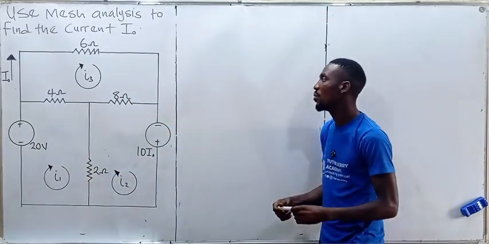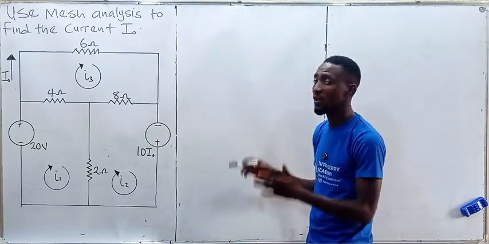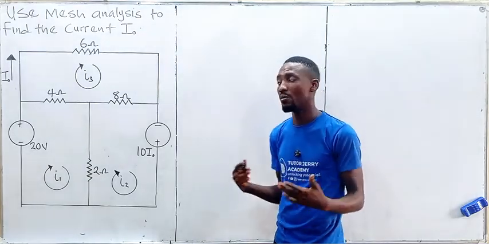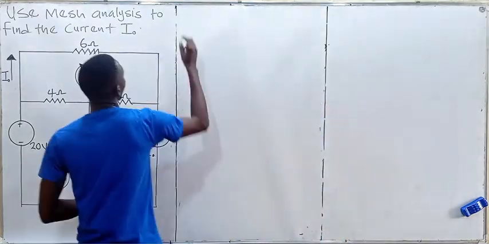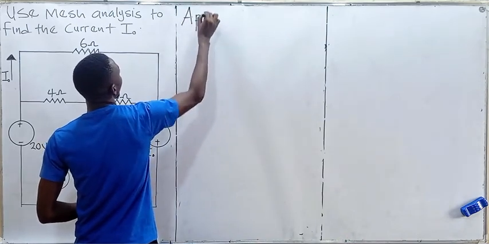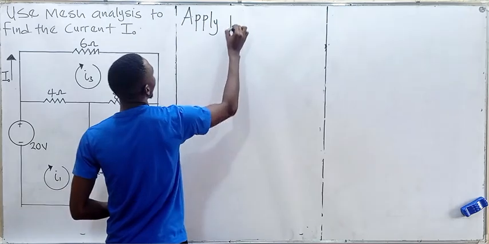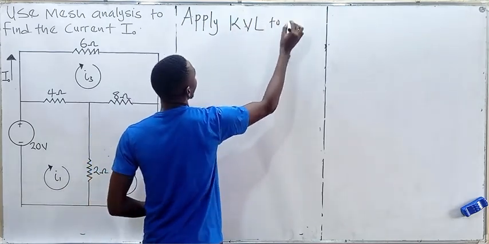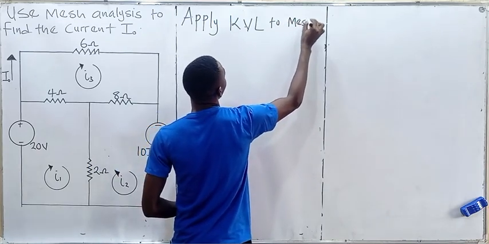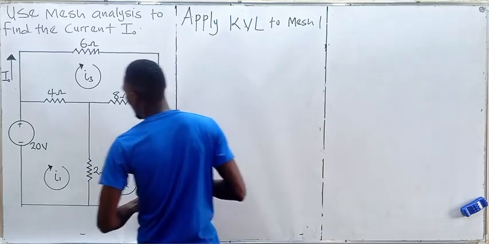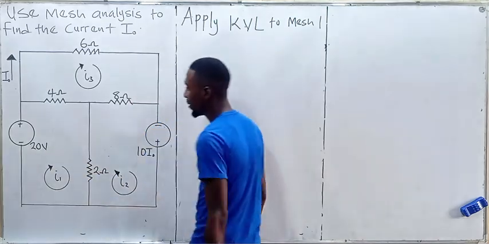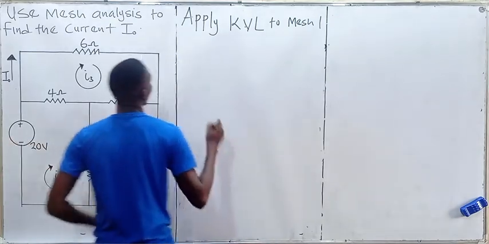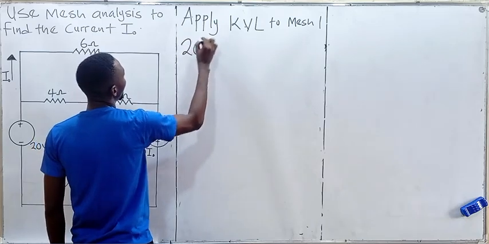All right. So the first thing is to assign the mesh current, and the second thing is to apply the Kirchhoff voltage law. So we are going to apply KVL to mesh 1. Here is our mesh 1, and this is a voltage source. We are moving from negative to positive, so we are going to have a voltage gain.